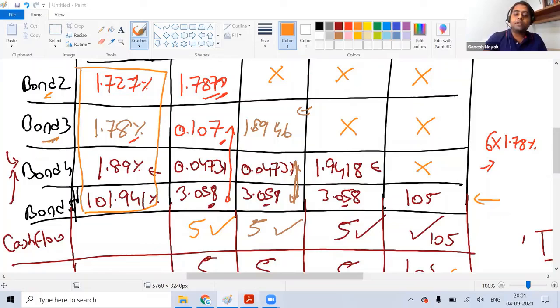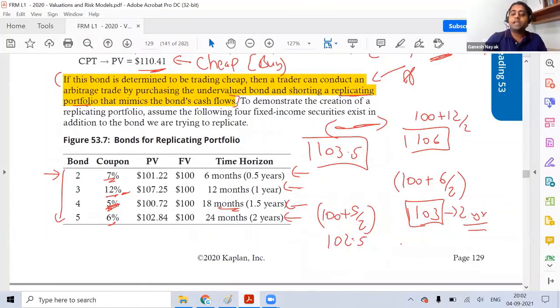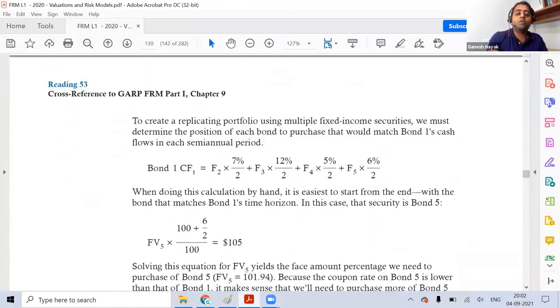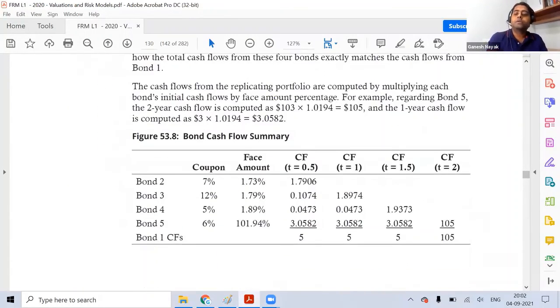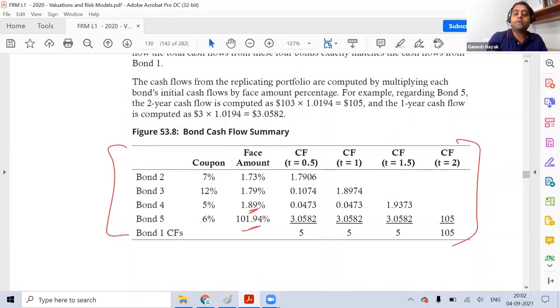Right? The same logic is explained over here. They have done their own method, which I have not used. I have reached here directly. You can cross check 101, 1.89. Okay, so in the exam, if they ask you this question, they can ask what percentage of this bond you should hold. If you want to create a replicating portfolio, how much percentage of the fifth bond do you want to add to that portfolio? That kind of question can come. What percentage of the third bond you have to add? So it's going to be 1.79, like that.